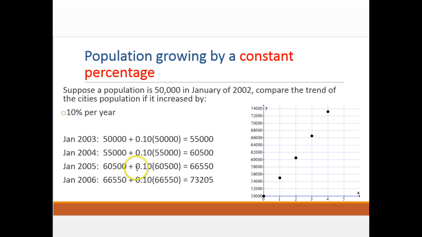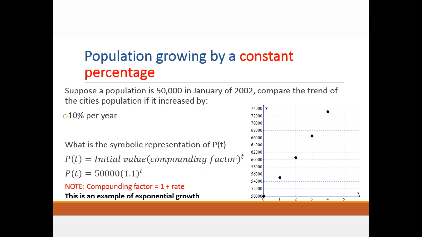Similarly, at the end of the third year, I'm at 66,550, and at the end of the fourth year, I'm at 73,205. This is not a linear growth model. While the data points may appear linear at first, if you look at the difference, the delta between these, this is not a consistent growth rate. This is 5,500 here, then it's 5,550 here, and so on. This is actually an exponential growth.